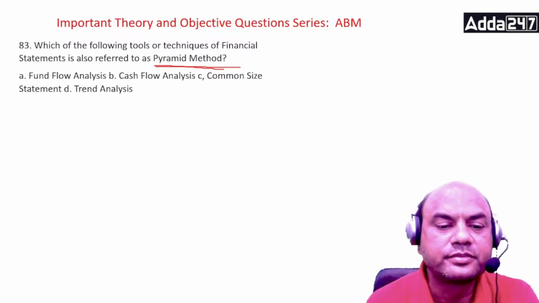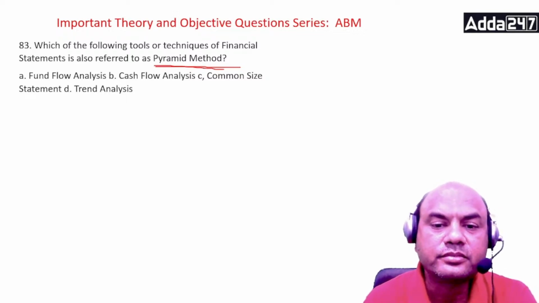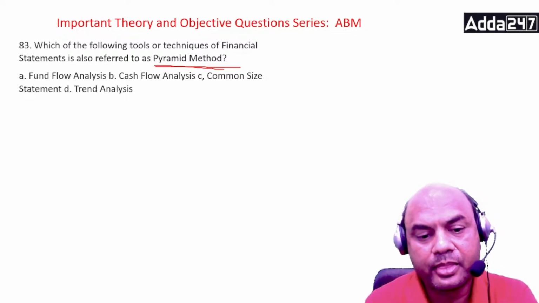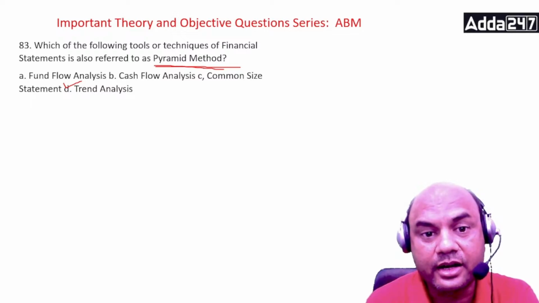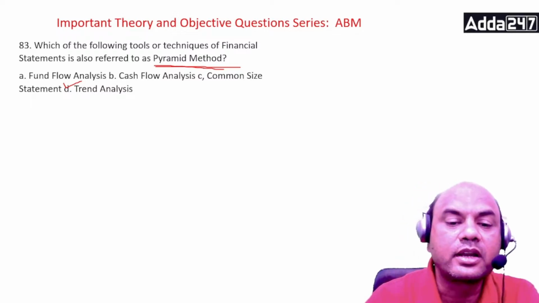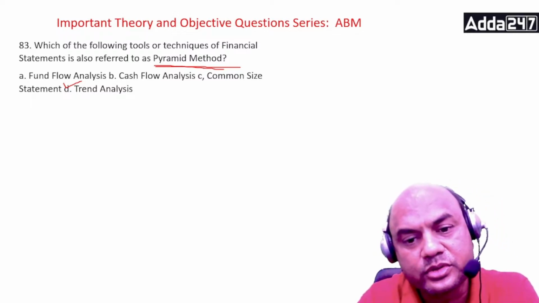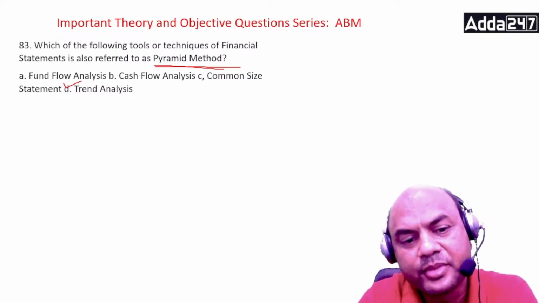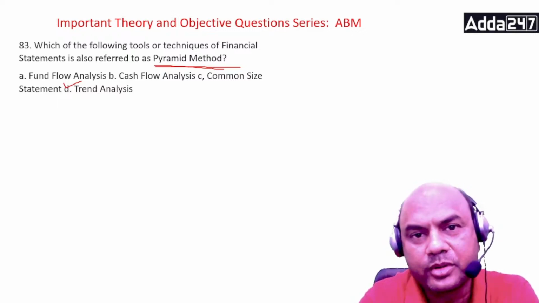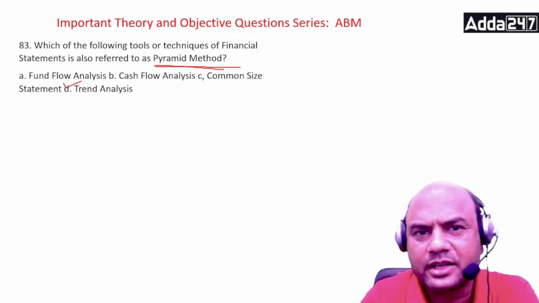Yes, yes, yes. It is pyramid. This pyramid method is generally used in trend analysis. Trend. Okay, that is the answer. Trend analysis. What is the trend analysis? The analysis of ratios over a period of years gives the idea whether the business concern is trending upward or downward. Means ratios means all the ratios you are checking.